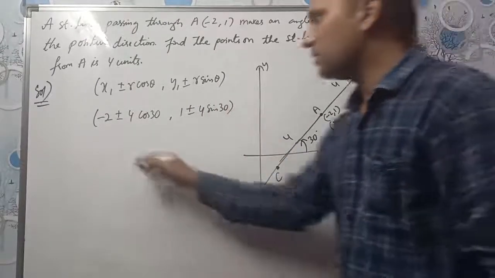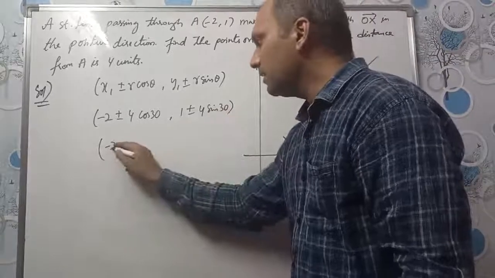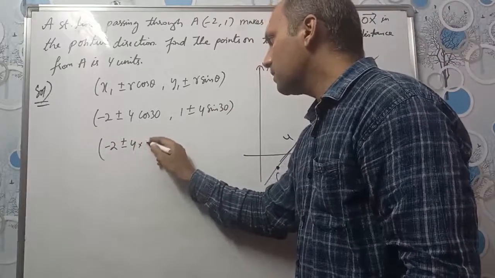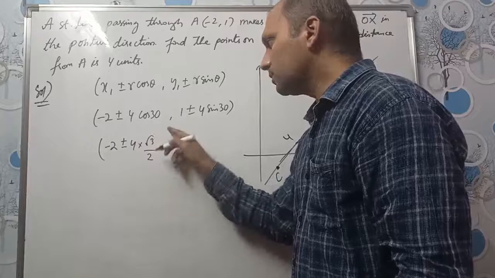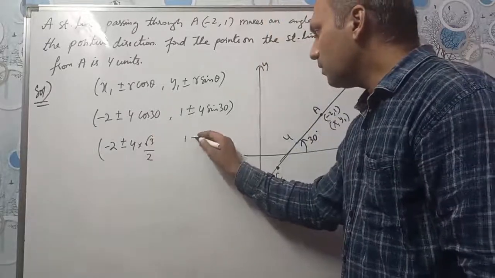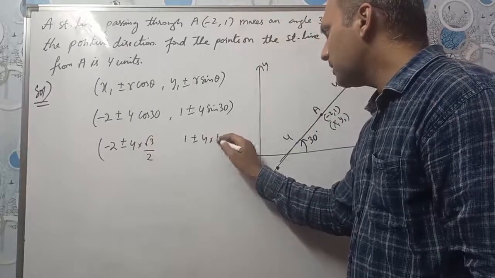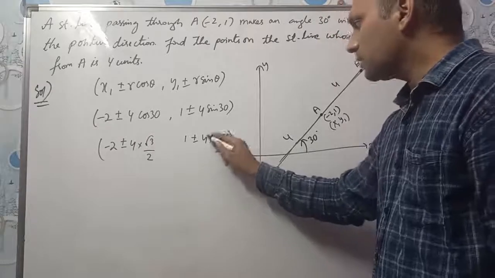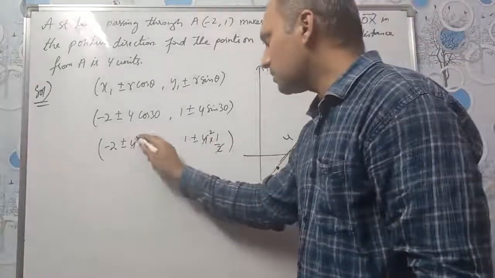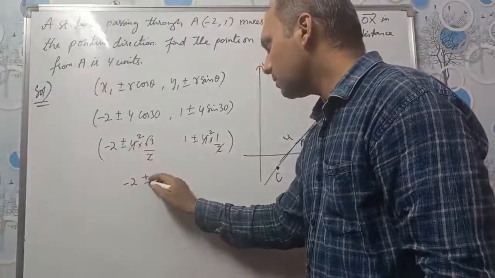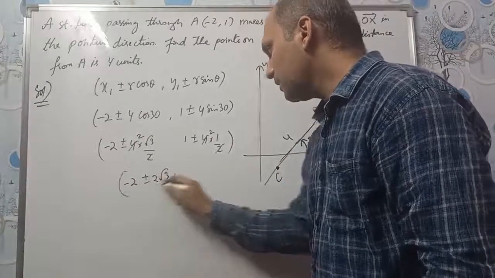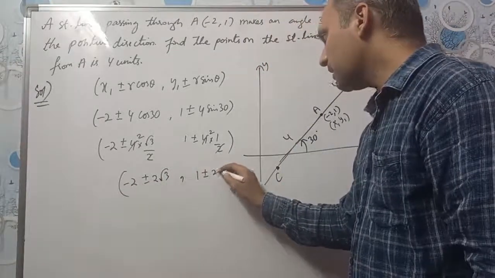Let us substitute the values of cos 30 and sin 30. Minus 2 plus minus 4. This is root 3 by 2. Cos 30 is root 3 by 2. 1 plus minus 4 multiplied by sin 30 is 1 by 2. So this will get cancelled. So this will also get cancelled twice. So this is minus 2 plus minus 2 root 3 comma 1 plus minus 2.